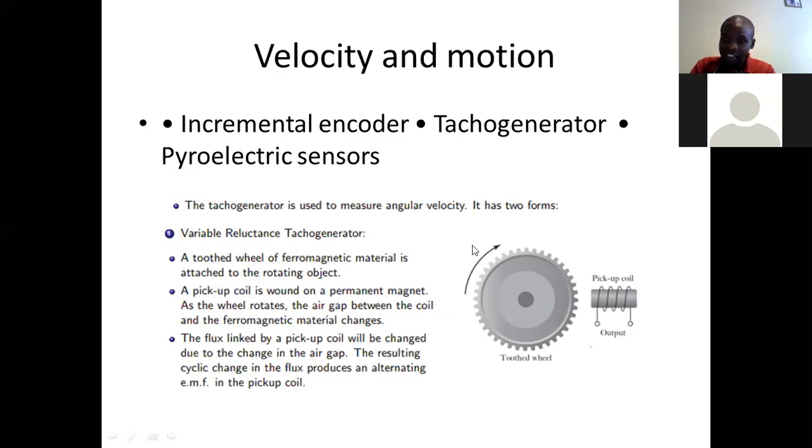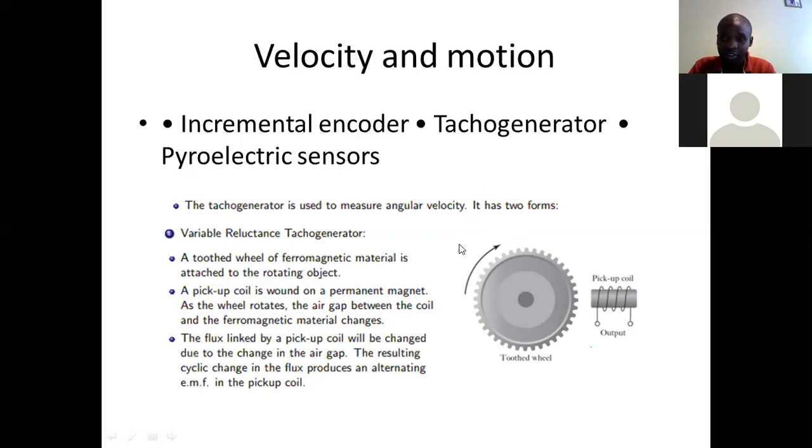So the greater the speed, the greater the difference in what you're calling the air gap between them will keep on changing. You can see this air gap. If the velocity is 0, the air gap is what we have here. But as the velocity increases, the air gap is going to decrease. And that is going to change the magnetic flux. As the magnetic flux changes, the magnetic flux is what is going to induce an EMF. So an output will be given out, which is in terms of voltage.